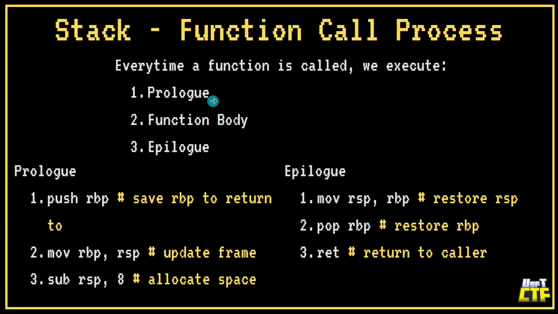So yeah. Now, how do we actually call a function? And we're going to be calling a function in assembly, so how is it actually set up as a call? Well, every time a function is called, there are 3 steps.